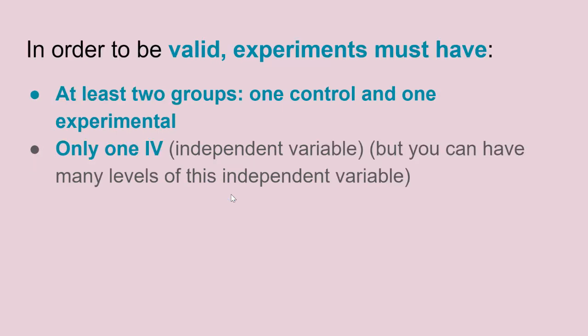In order to have a valid experiment, you must have at least two groups, one control group, such as water, and one experimental group, like soda or milk to water a plant, and only one, keyword one, independent variable. You're only changing one variable within your experiment. Now, there could be multiple levels like milk, water, soda, dish soap, something like that. You could have multiple different levels of that independent variable, but you just have one independent variable, one thing that you're purposefully changing to see what happens.